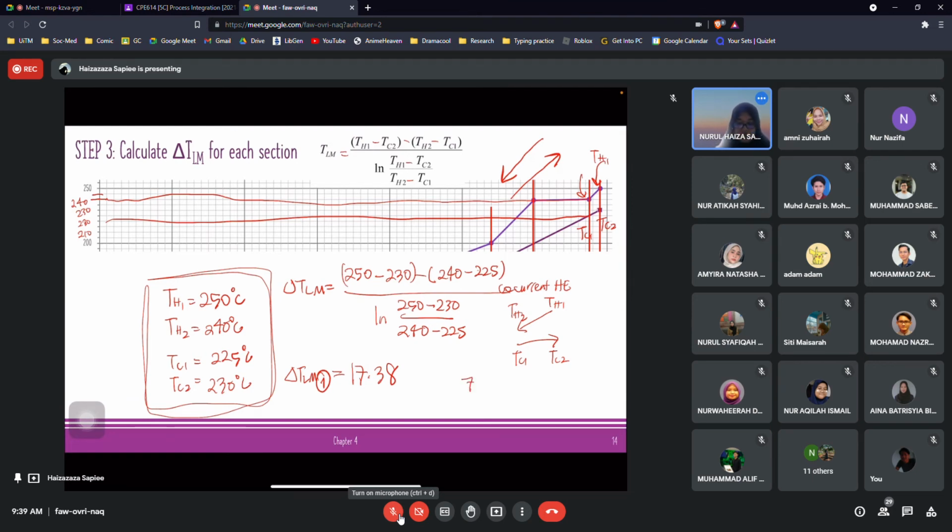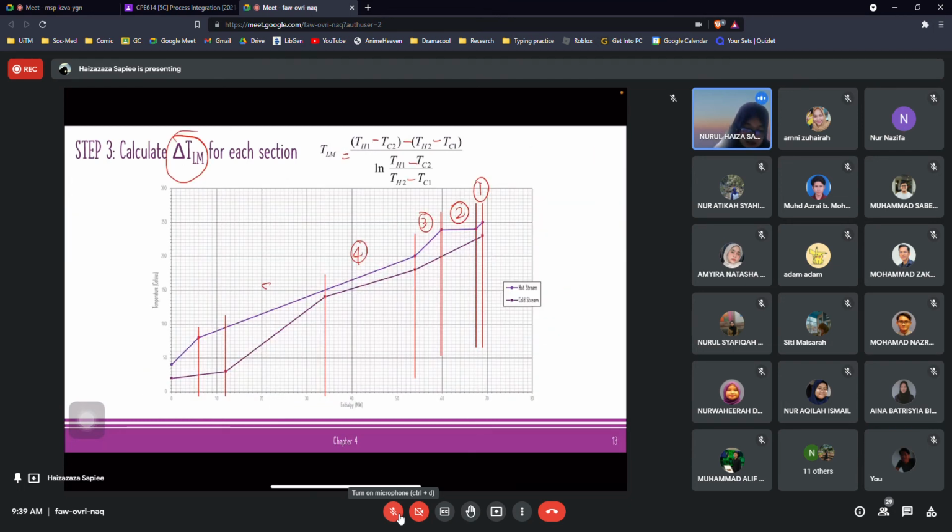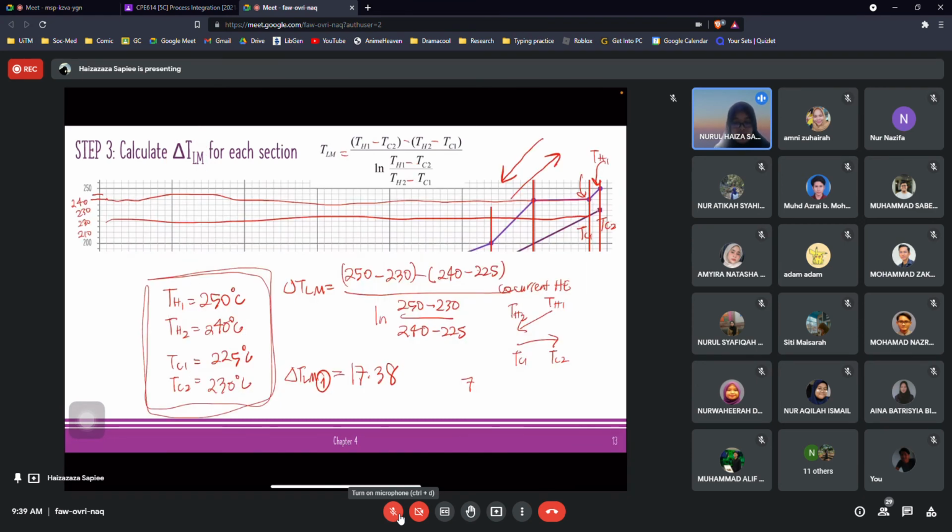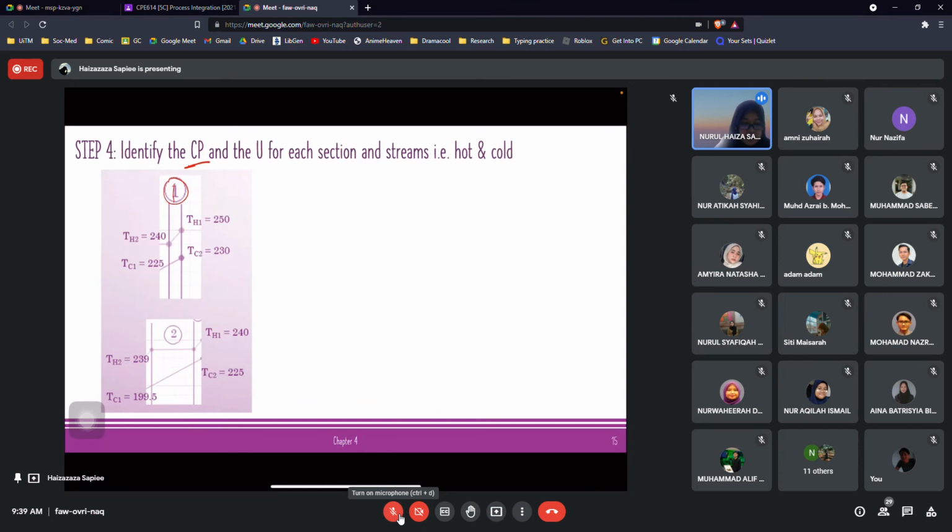Okay. So biasanya what we do is we gonna write it in a table lah supaya kita tak confuse. Tapi basically kita akan calculate untuk semua. So the next step, lepas kita dah dapat, so we have to have all the delta TLM untuk all these sections. So you guys can try that out. And then you want to identify you punya CP and your U. So kenapa CP and U? So remember it's the equation lah. It's your delta H over U delta TLM. So kita nak calculate dia punya CP is for your delta H kan.